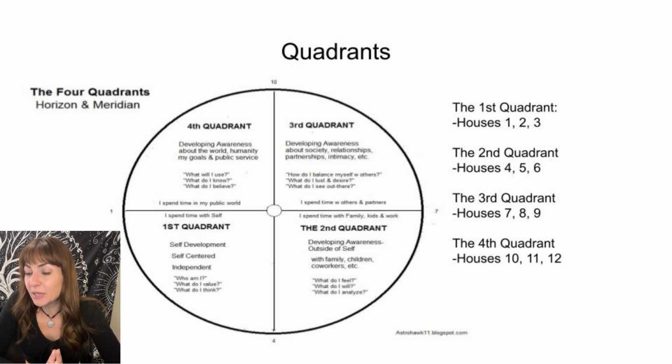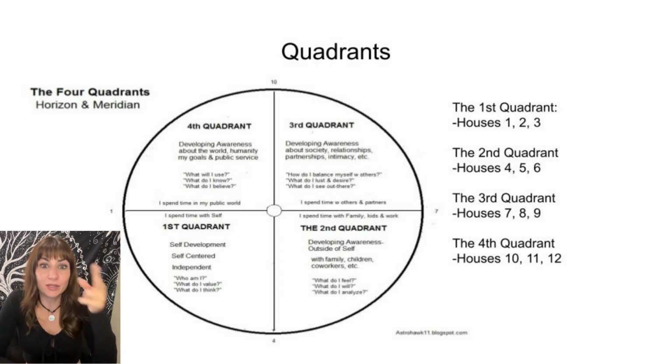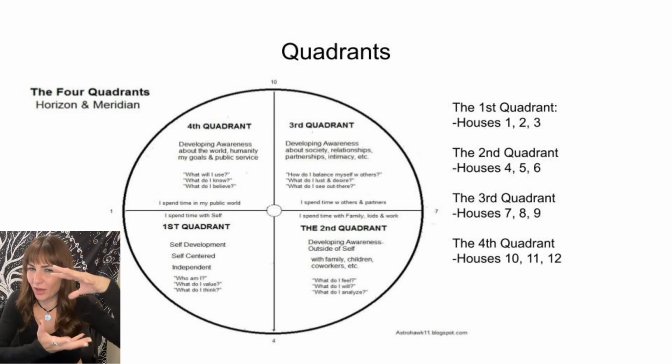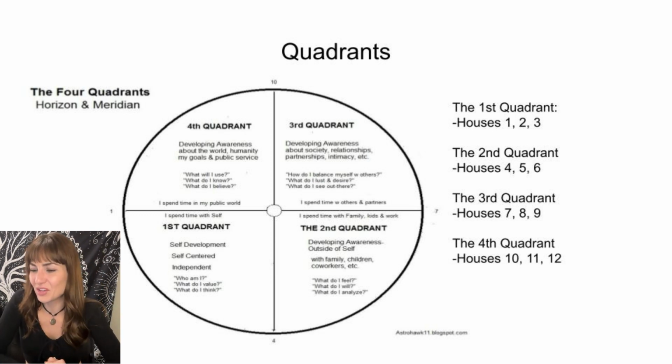The developing awareness outside of self. And so, okay, family, fourth house, children, fifth house, and coworkers, sixth house, our daily routine. So our day-to-day work is the sixth house. Hold that in your brain, because I'm going to get to something else in a minute, and you'll have to make that fit. We'll make it work. I'll explain it.